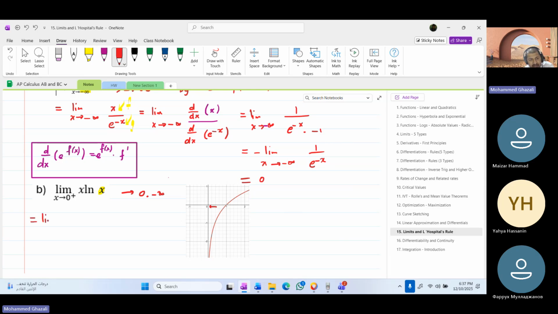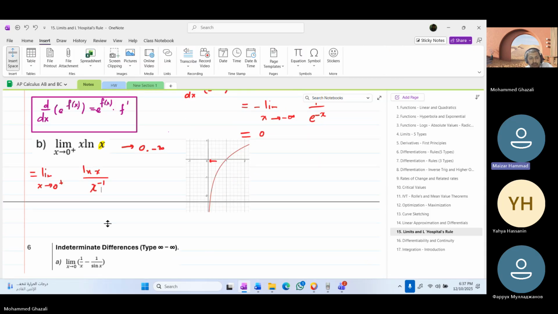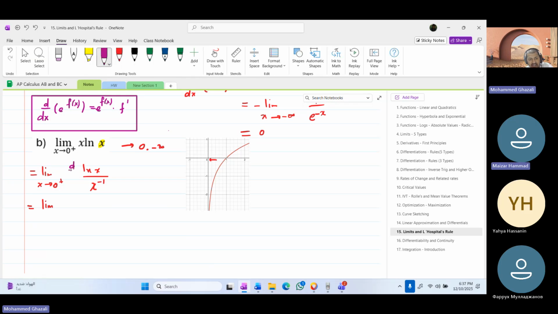So you're going to say the limit as x approaches 0 from the right of, now how are you going to change this function? Let me take the x down and keep the ln x up. So that becomes ln x over x to the power negative 1. And now I'm going to differentiate: d/dx on the top and d/dx on the bottom.